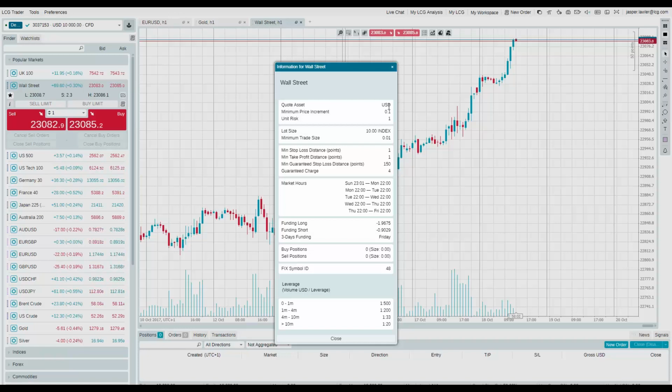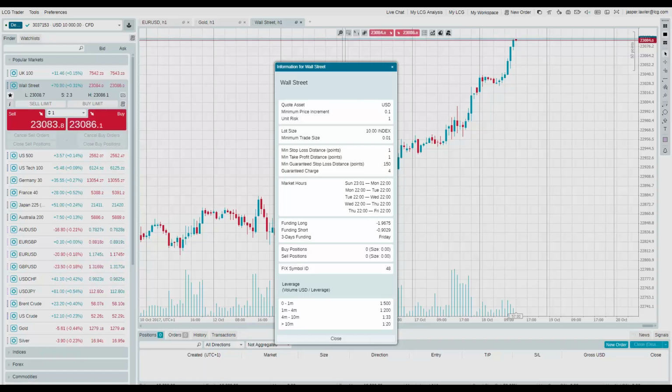Now, here are the market hours of Wall Street. You can see it's pretty much 24-hour trading. It's one of the most active markets in the world, and it's the world's most famous equity benchmark that you can trade. But there's a lot of information here. This is where I mentioned the rollover cost. Here it is: funding long, funding short.